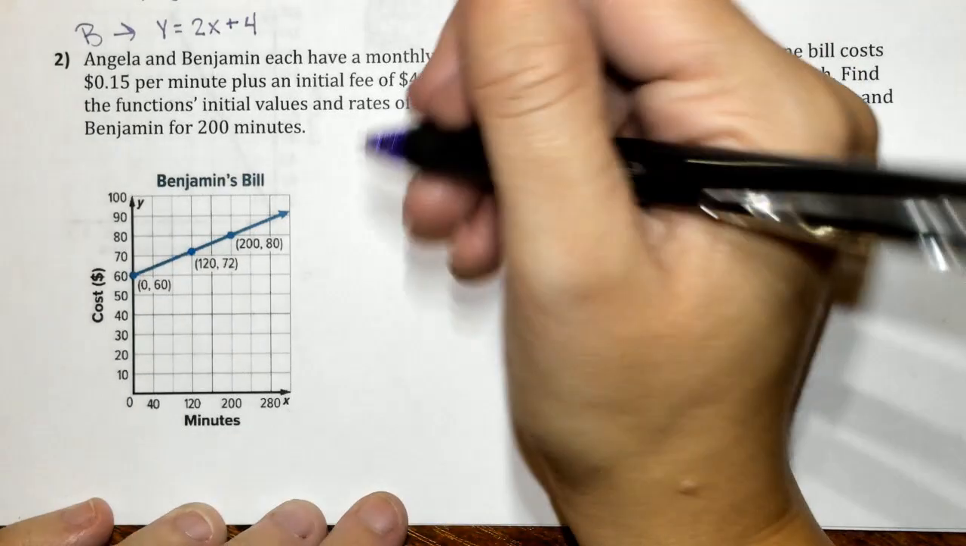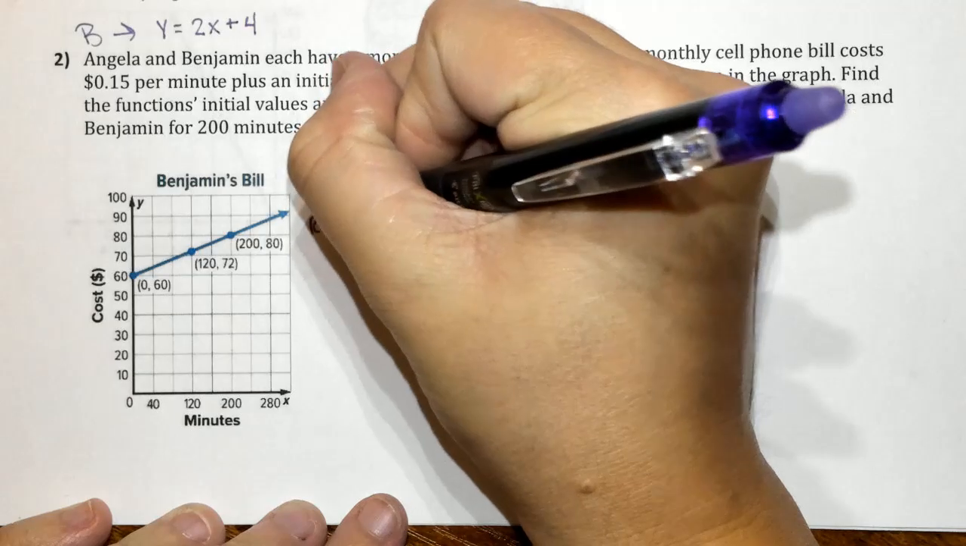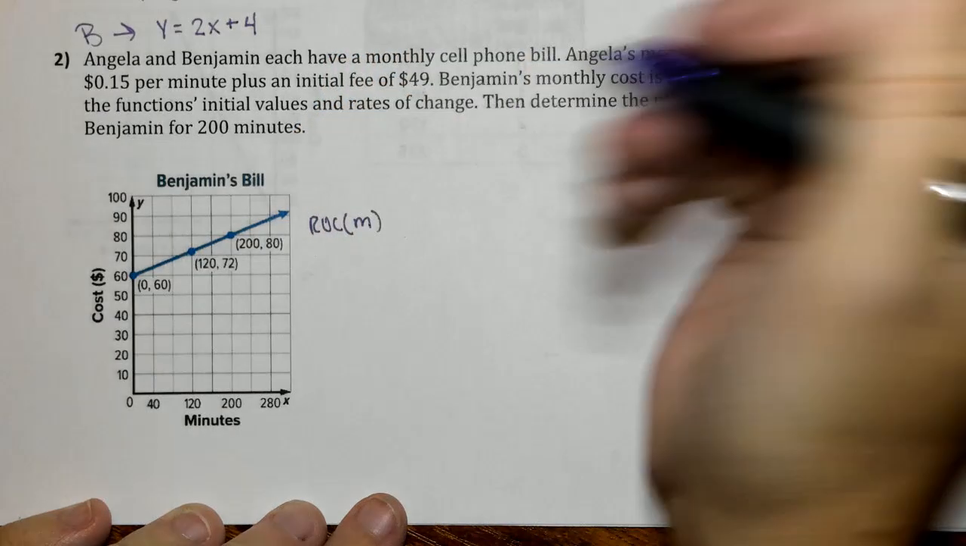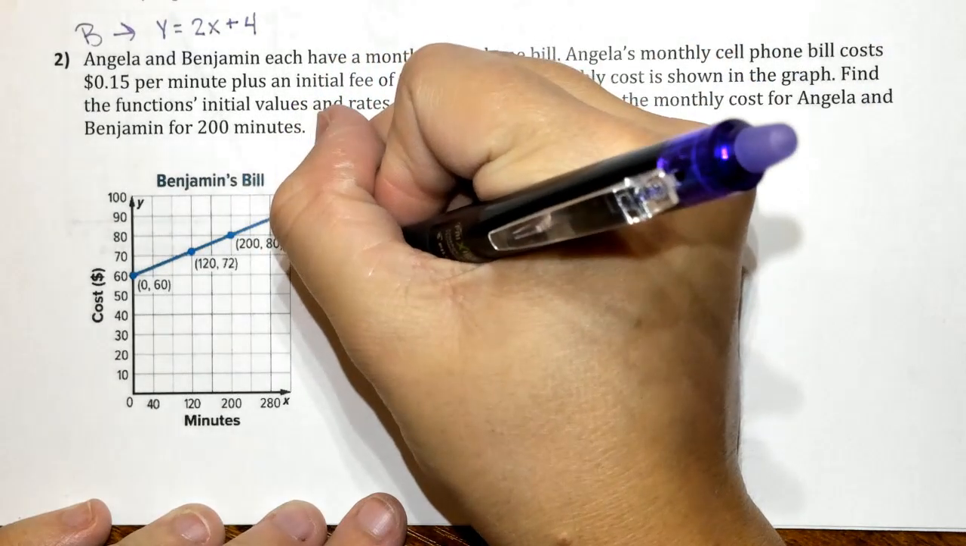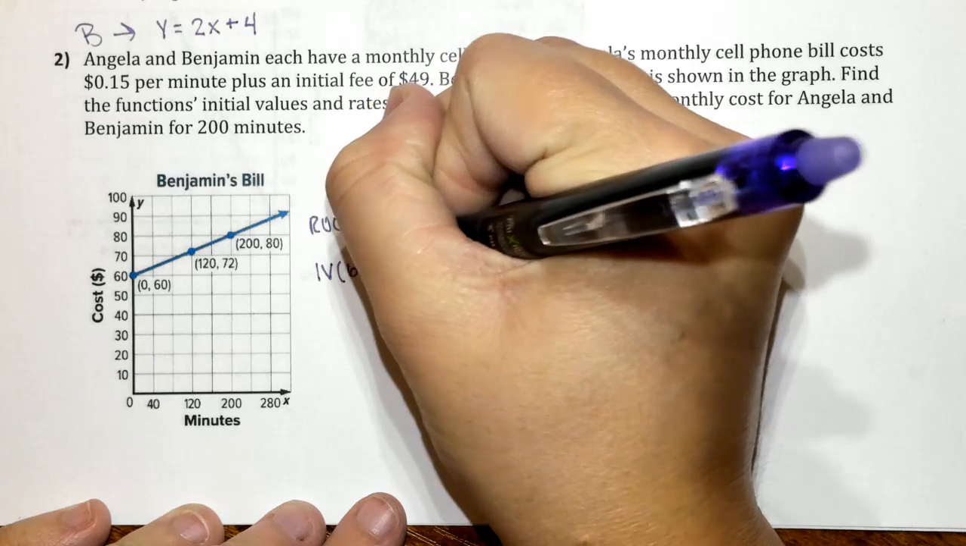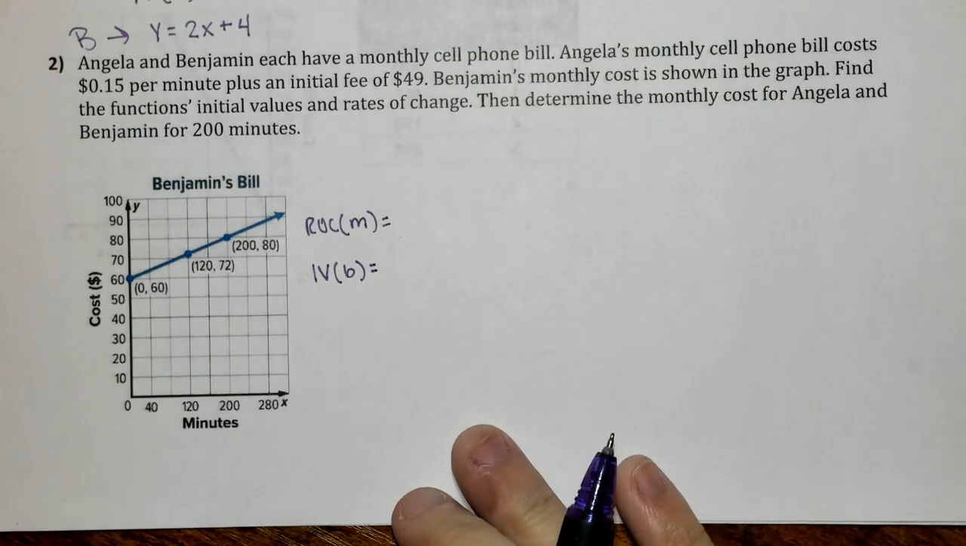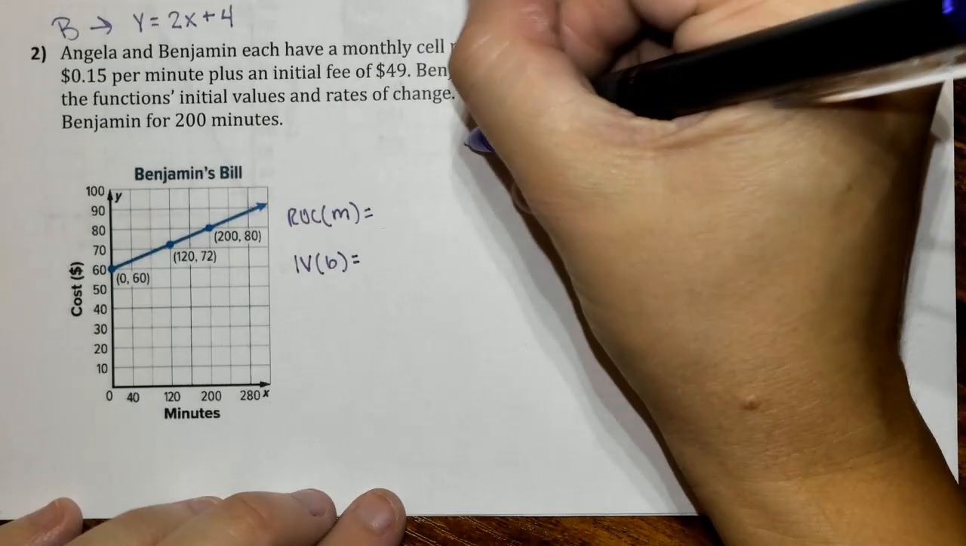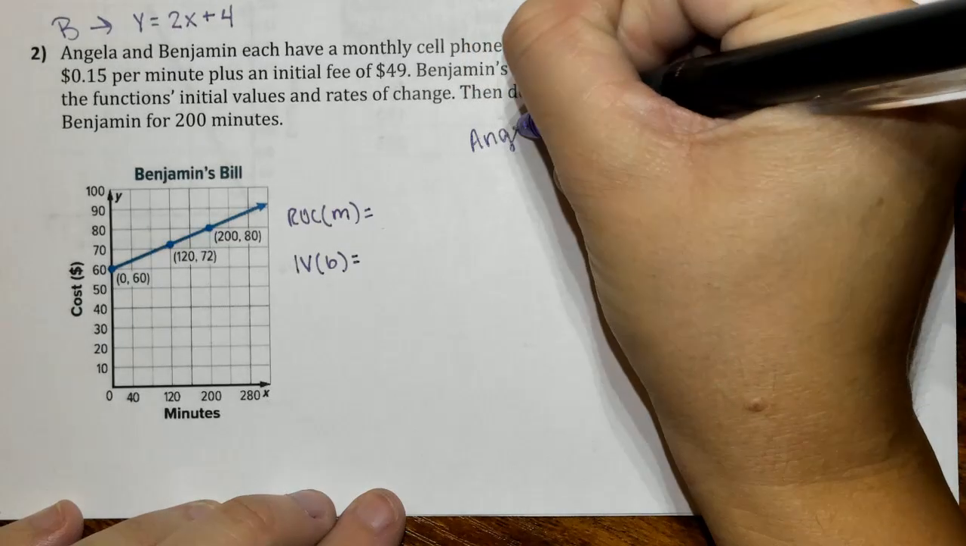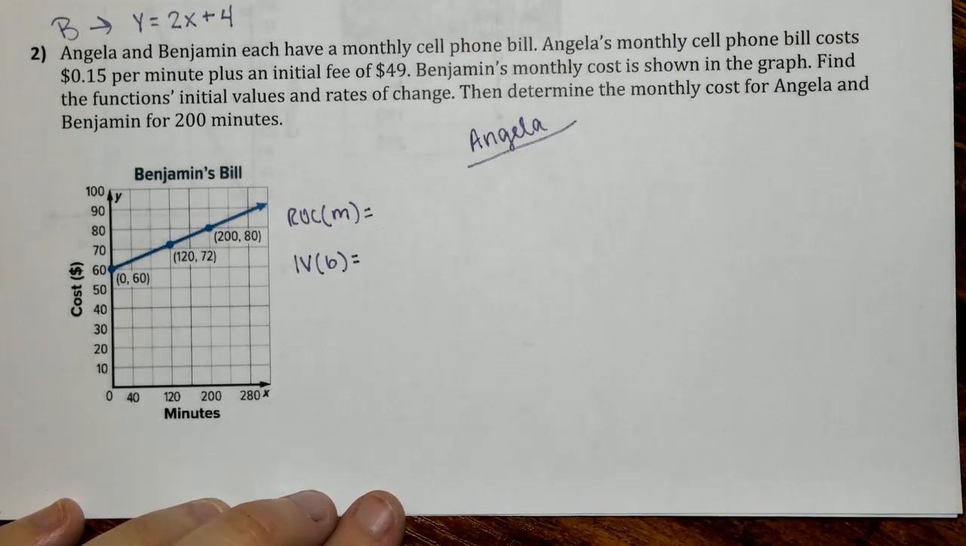minutes. All right, so for Benjamin, rate of change, which is just M, which is slope, and initial value, which is B, where the line crosses the y-axis. And then we also have Angela, which we will come back to. All right, let's start with Benjamin.